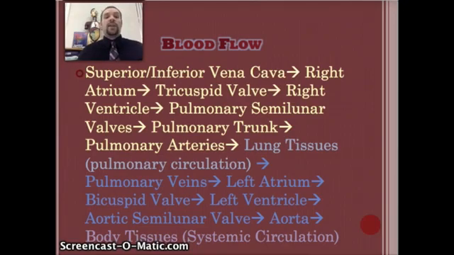And then again, we will eventually have those tissues produce a waste product of CO2, and it will then have this deoxygenated blood that will have to come back and then go eventually back to our inferior and superior vena cava. And then we will go through this process once more.